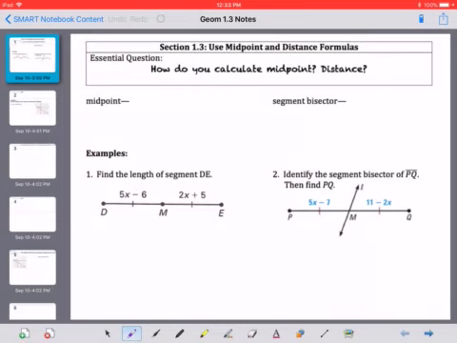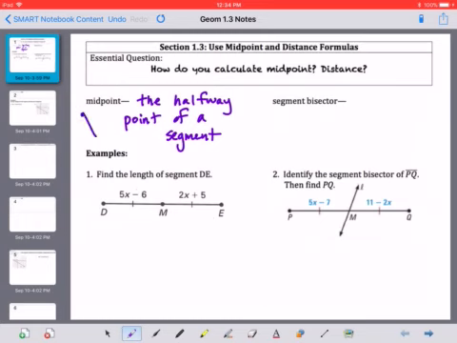Well, first we need to talk about what midpoint is. Midpoint, as you can probably guess from the term, is the halfway point of a segment. So it's right in the middle of a segment. If you want a little sketch of what a midpoint is, say you have a segment here, then right in the middle, which would cut this into two equal pieces, that would be the midpoint.